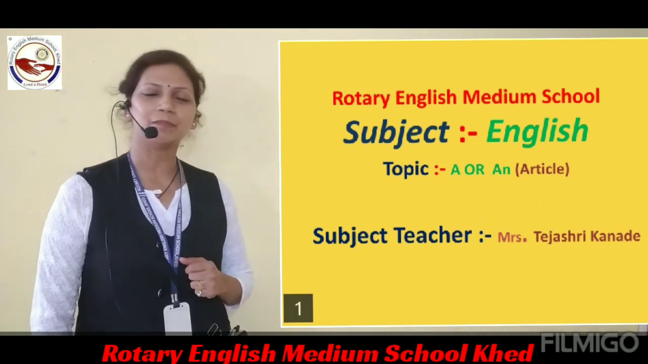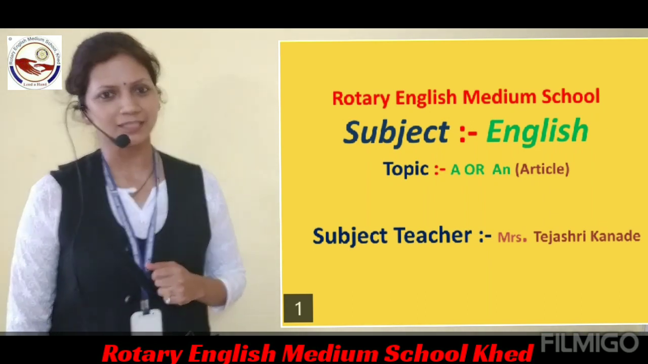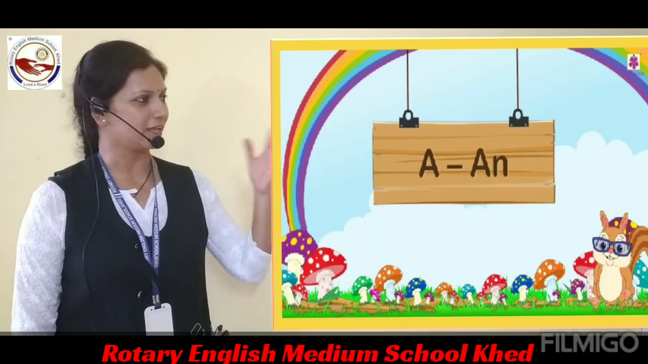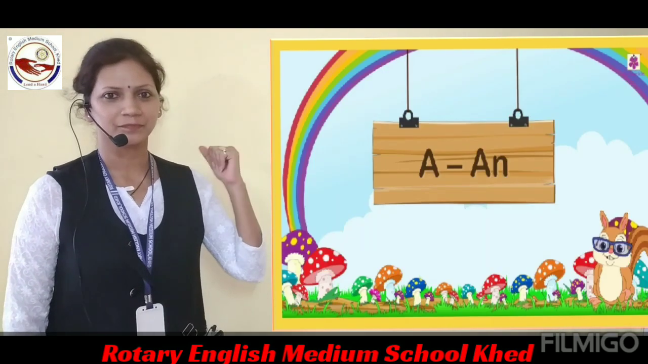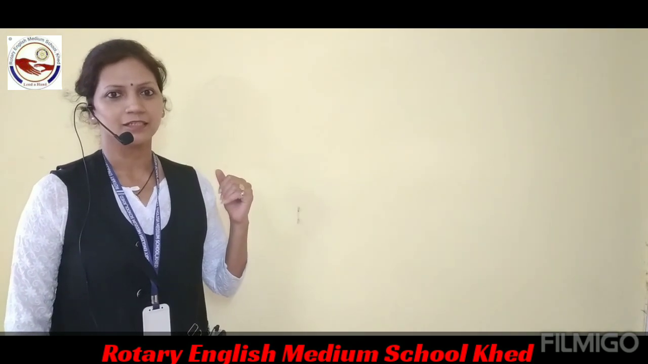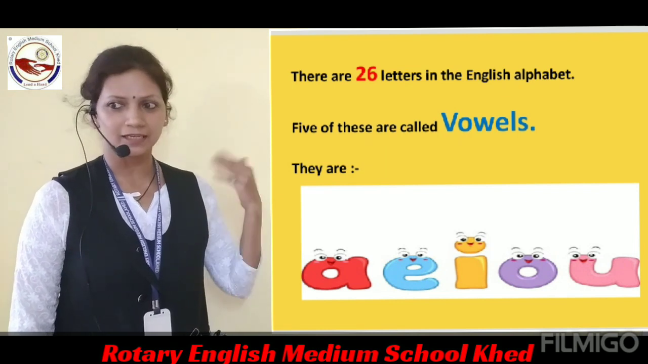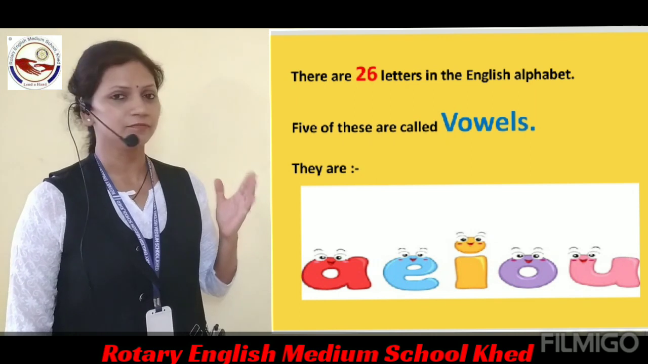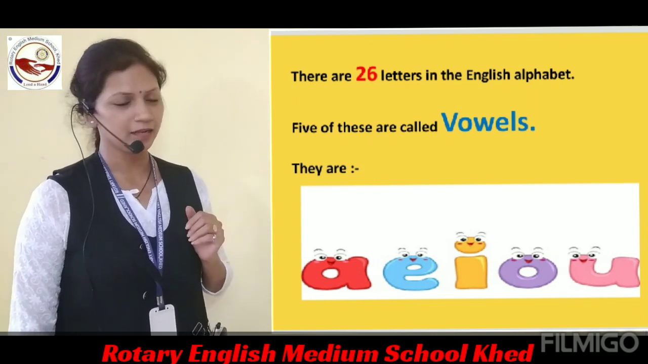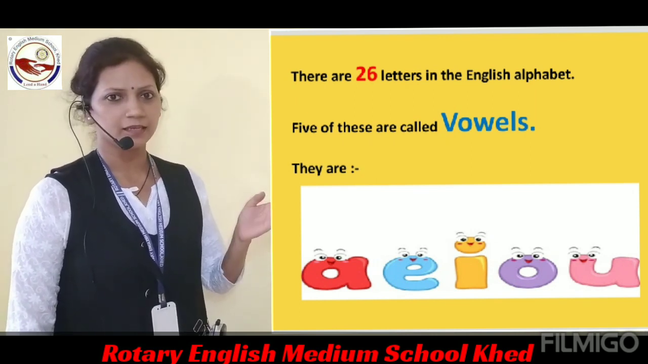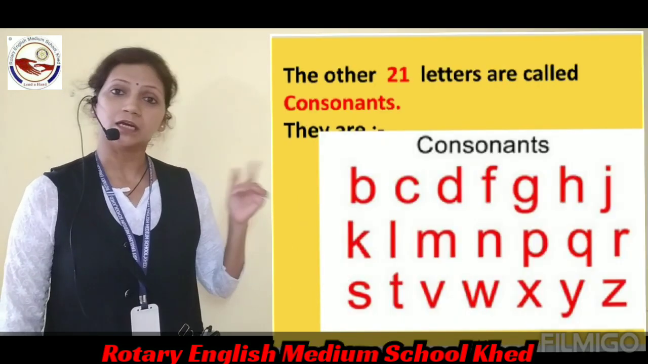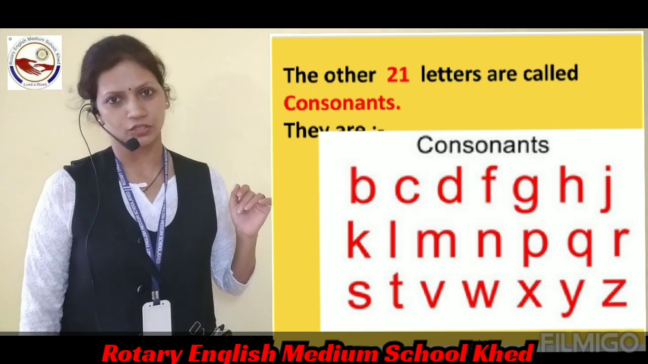Yes, my wonderful people, today we are going to learn an interesting topic. Today's topic is A and An. There are 26 letters in the English alphabet. In that, there are 5 vowels. They are A, E, I, O, and U. The other 21 letters are called consonants.